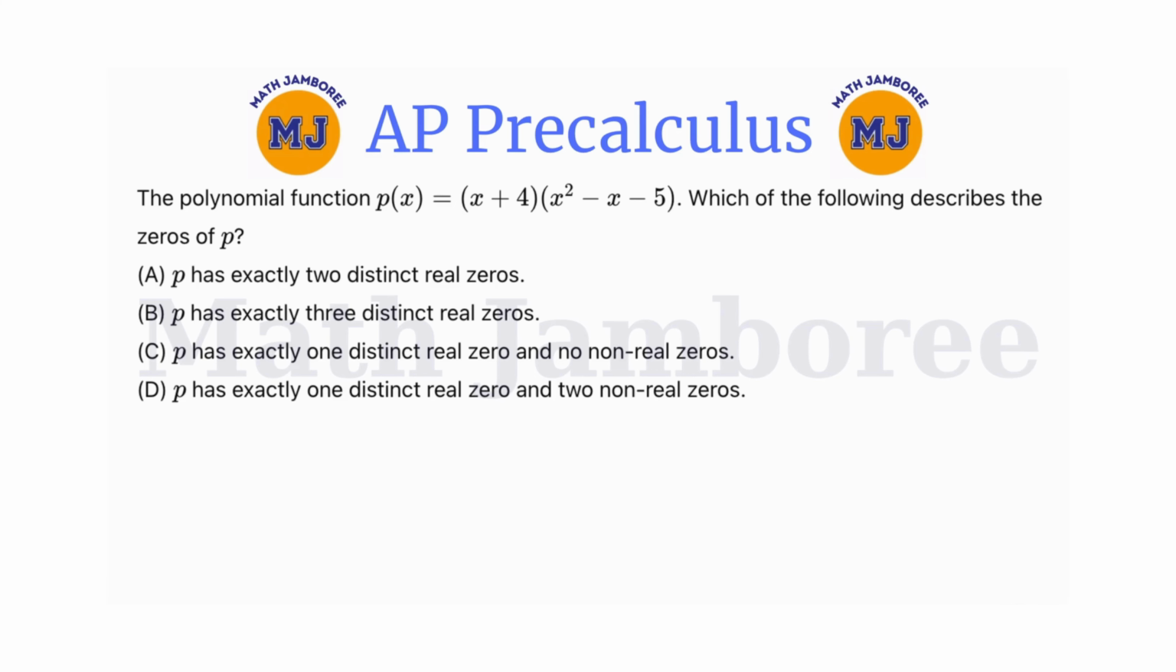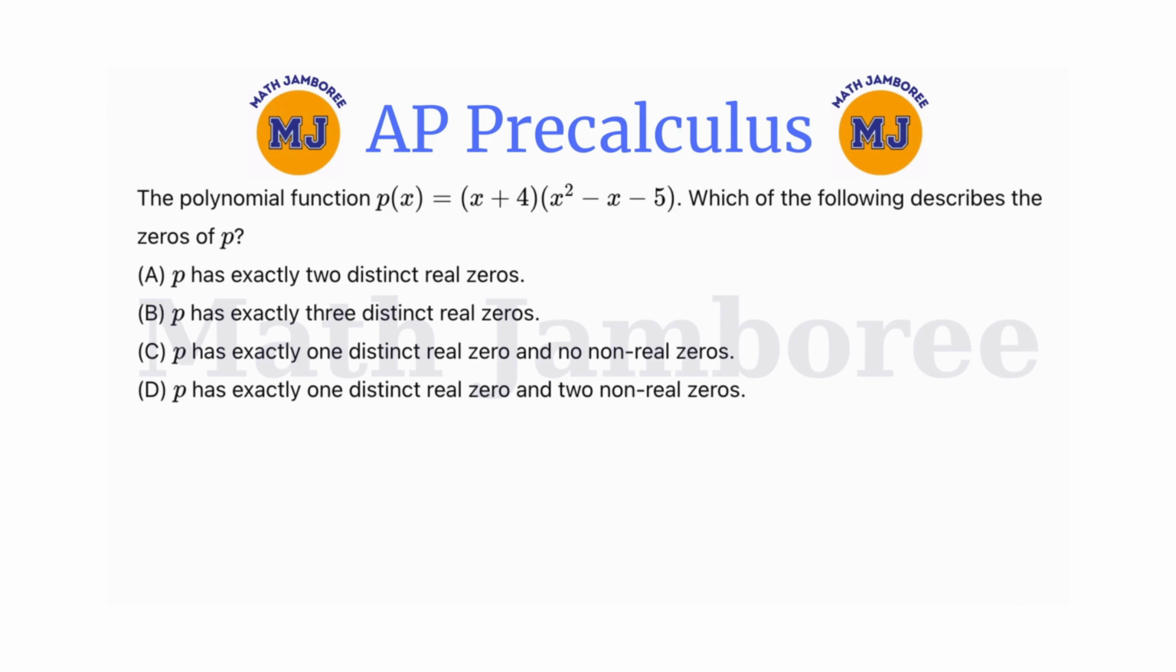In this video, we have another AP Precalculus type of question from the topic of polynomial functions and complex zeros. Let's solve it together. The polynomial function p of x is given as (x + 4)(x² - x - 5). Which of the following describes the zeros of p?